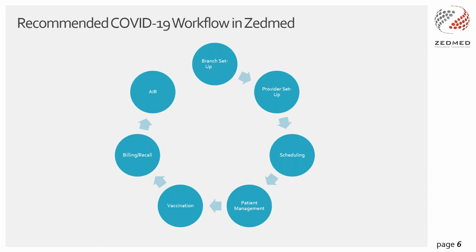We've developed a recommended COVID-19 workflow in Zedmed, right through from the way that we set up our branch to the way that the administrators of the vaccine will be set up in Zedmed. We've tweaked the way that we schedule our COVID-19 appointments, and we'll also look at the way that we manage our patients from attendance to follow-up appointments throughout the process. We'll also touch physically on the administration of the vaccine and show you how that works within Zedmed, how we generate a billing and follow-up appointments, and then look at how we transmit that information across to the Australian Immunisation Register.